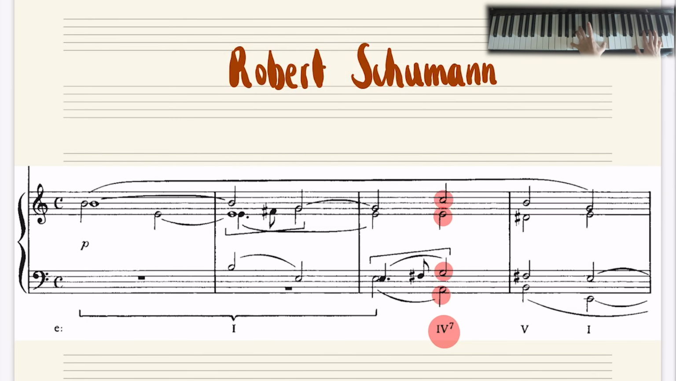which in the key of E minor, which is the key of this piece of music, consists of the notes A, C, E, and G. The 7th of that chord, the G, finds itself in the tenor. And from there, Schumann moves on to chord 5 and resolves it back to the tonic. Let's listen to it just one more time.